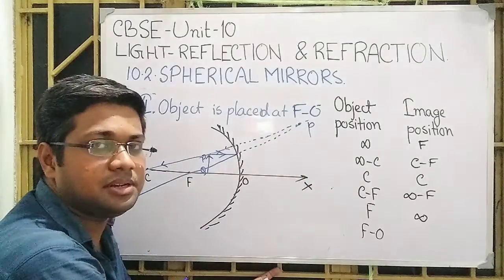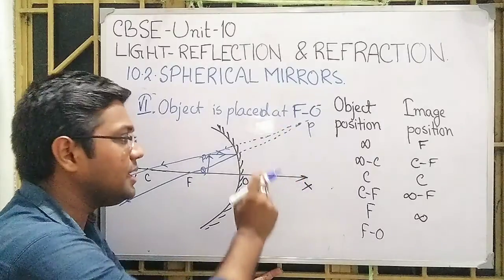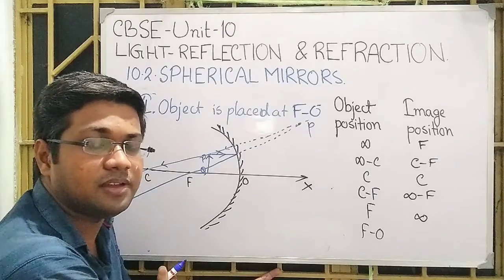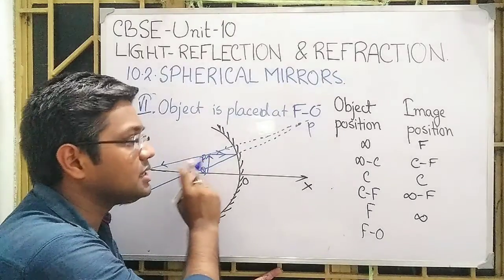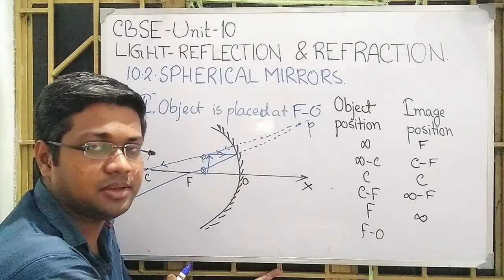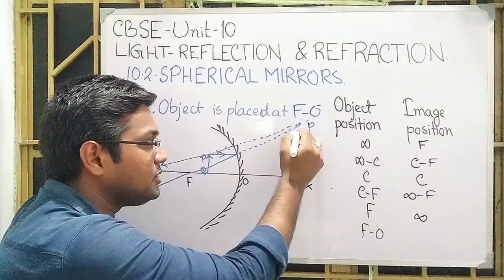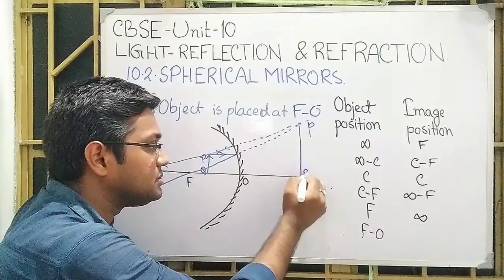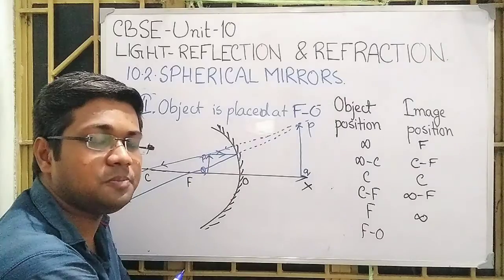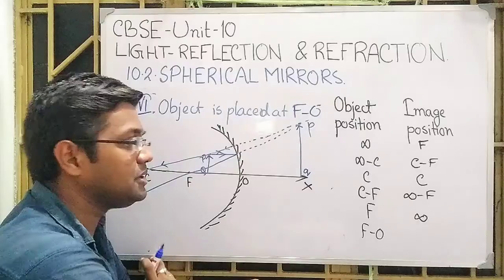Okay, so if I produce the reflected rays backward behind the mirror, then they will intersect at the point small p, and the small p is the image of capital P, but it is not the real one, because here the reflected rays do not intersect each other. We have to produce it backward behind the mirror. So the image is formed here, it is the virtual one. So from here, if I draw the perpendicular on the mirror, then small pq is called the virtual image of capital PQ.